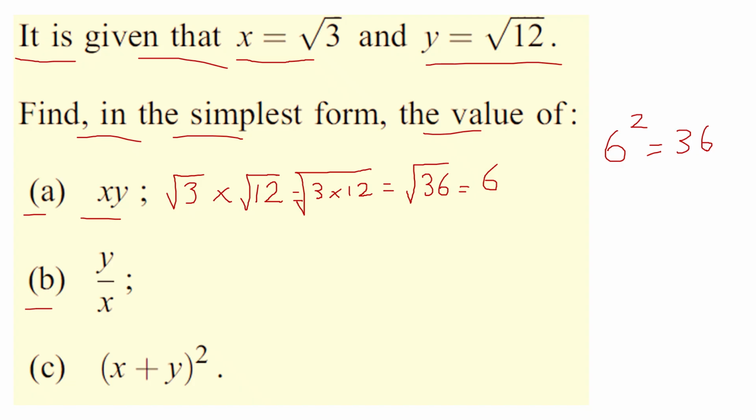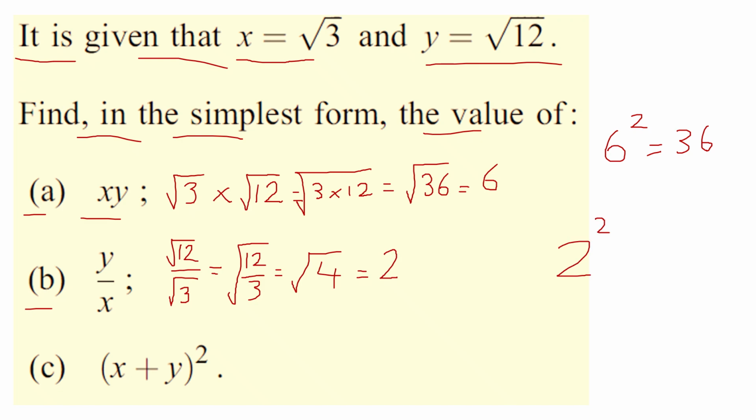Next up, part B, y over x. So y divided by x. We have root 12 divided by root 3. Again, when I'm dividing two surds, I can put it under one square root. Square root of 12 divided by 3, and 12 over 3 is 4. So we have the square root of 4, which is just 2, because 2 squared is 4.